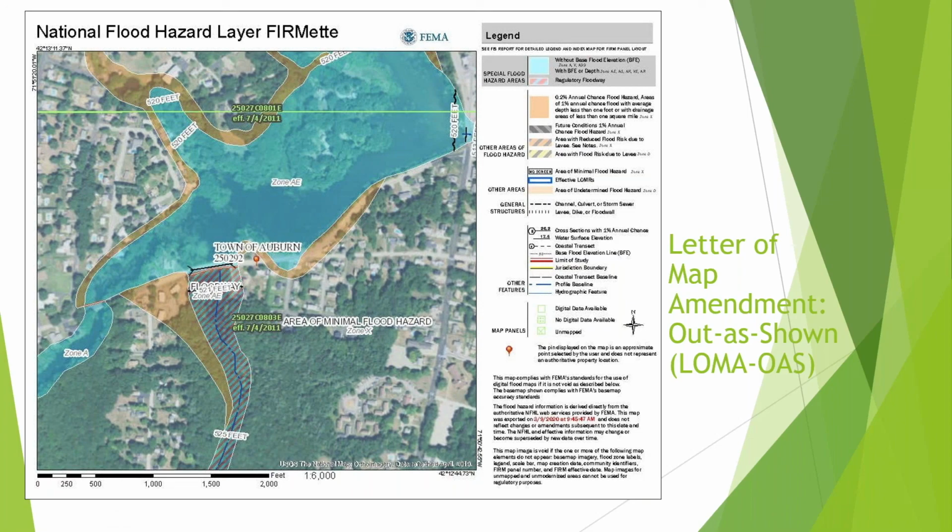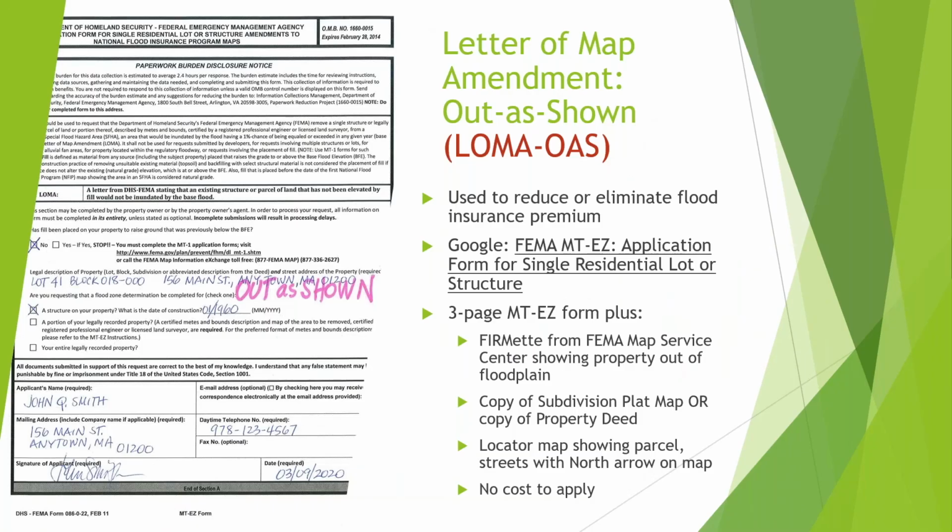So this is why, if that's the case, you don't need an elevation certificate to file for an out as shown LOMA. So this is part of the form. It's a 3-page form. You can get it online. As a matter of fact, if you Google this, you'll get it. You can Google FEMA MT-1. You can Google FEMA out as shown. Sooner or later, you'll get to the FEMA website with the form.